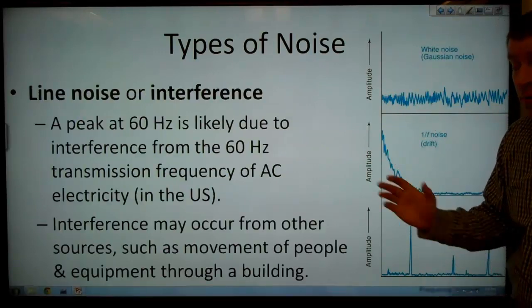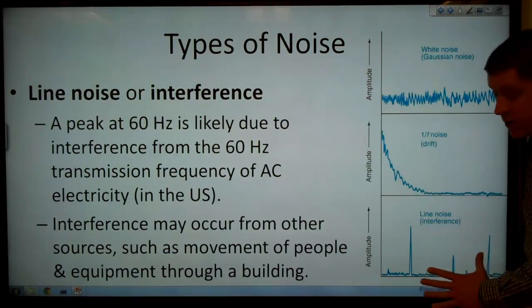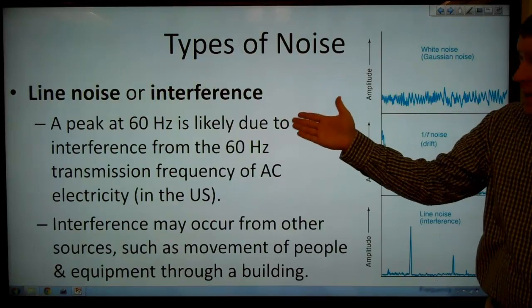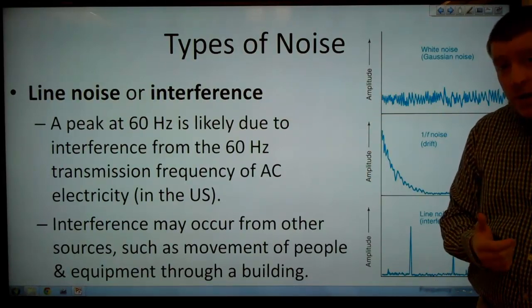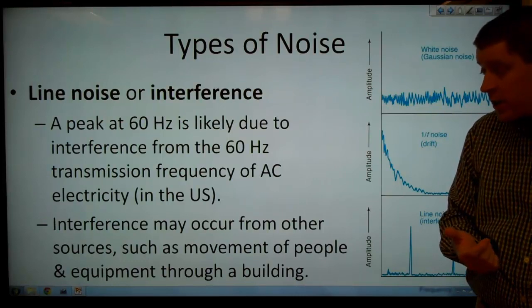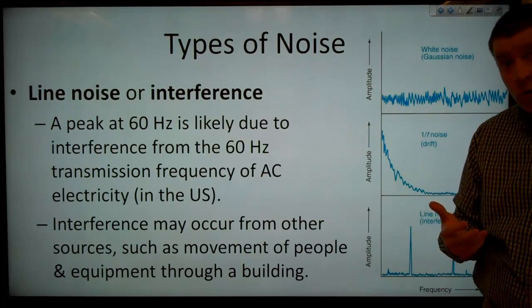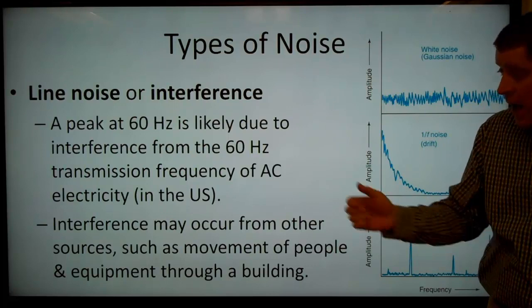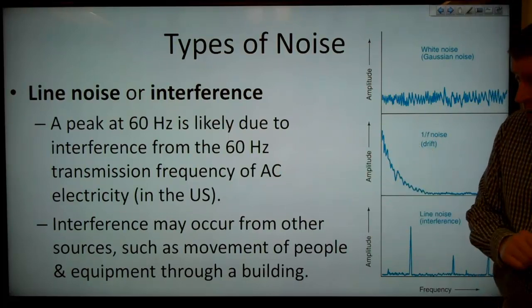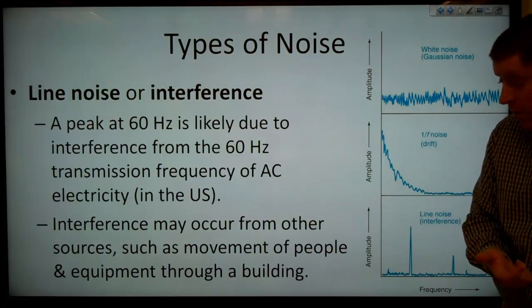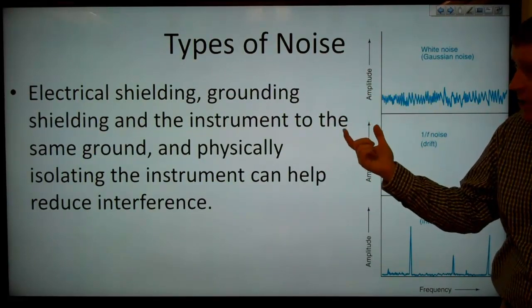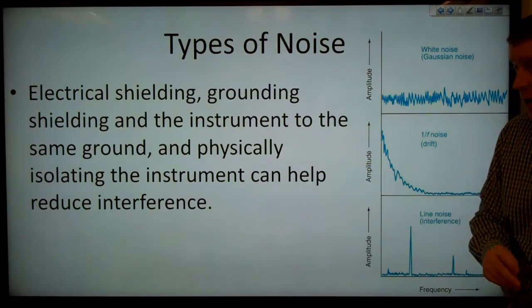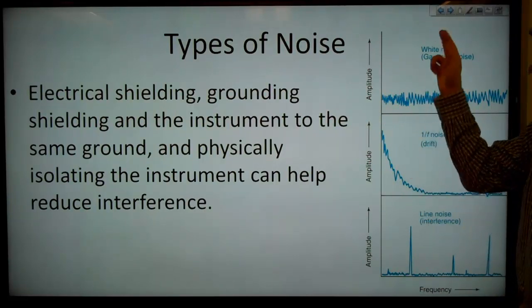signal. Our third type of noise is line noise, or interference, shown down here. So a peak at 60 Hz is likely due to interference from the 60 Hz transmission frequency of alternating current electricity, at least in the US. Other portions of the world use different frequencies. And interference can occur from other sources, such as movement of people and equipment throughout a building. Now, electrical shielding, grounding the shielding in the instrument to the same ground, and physically isolating the instrument can help reduce the interference that we see.